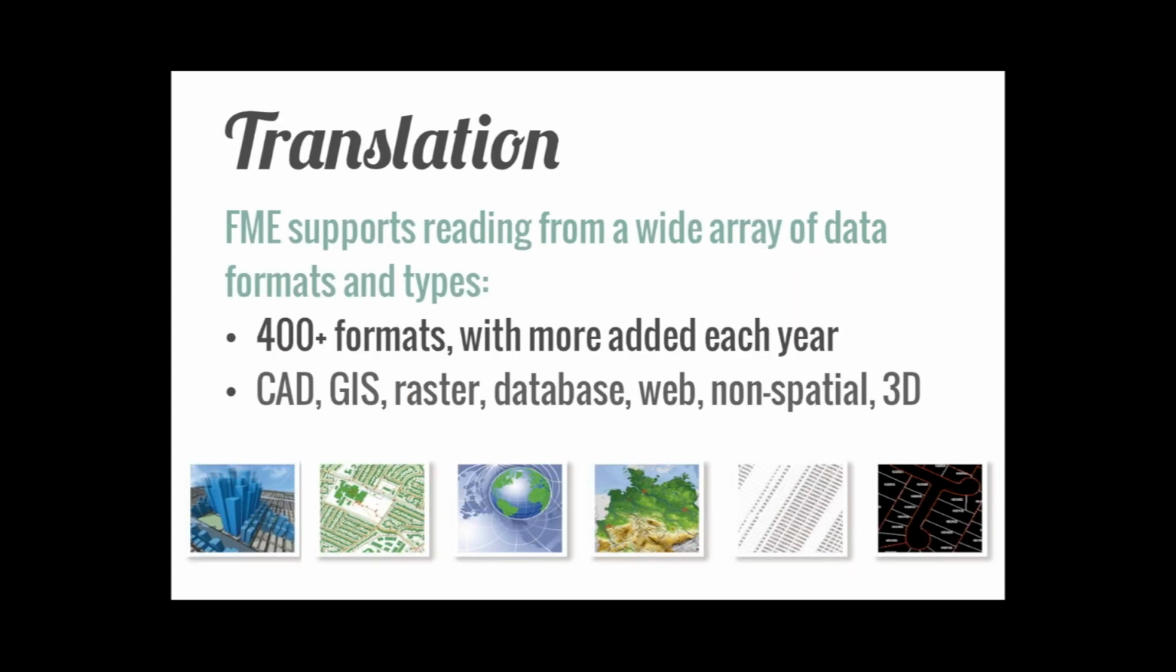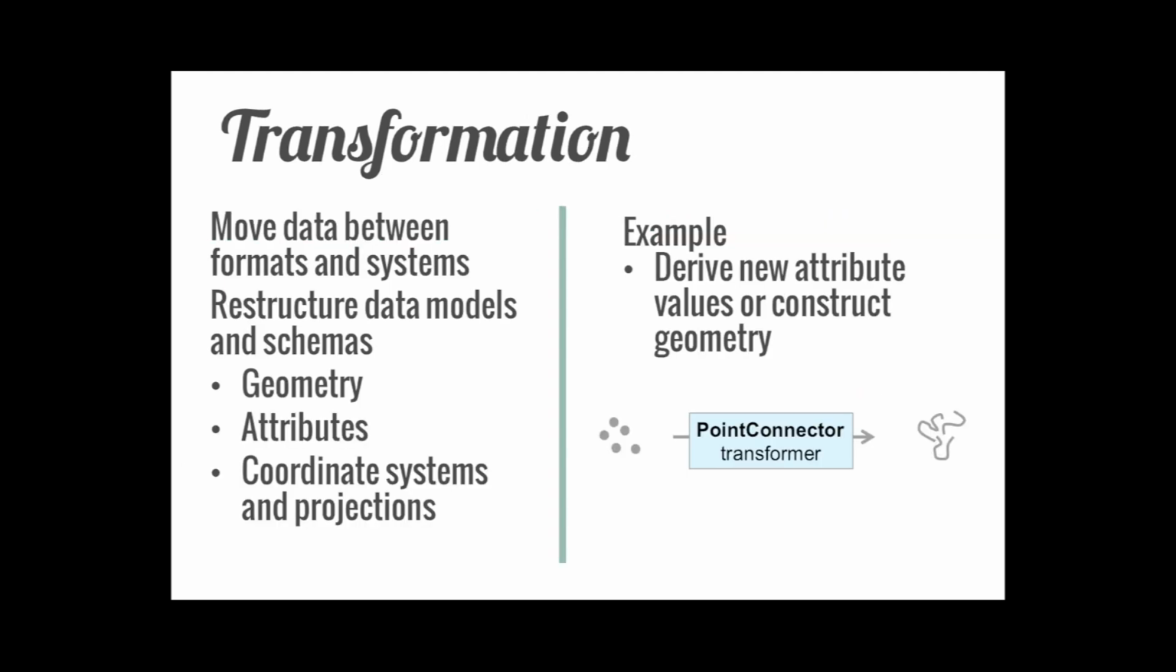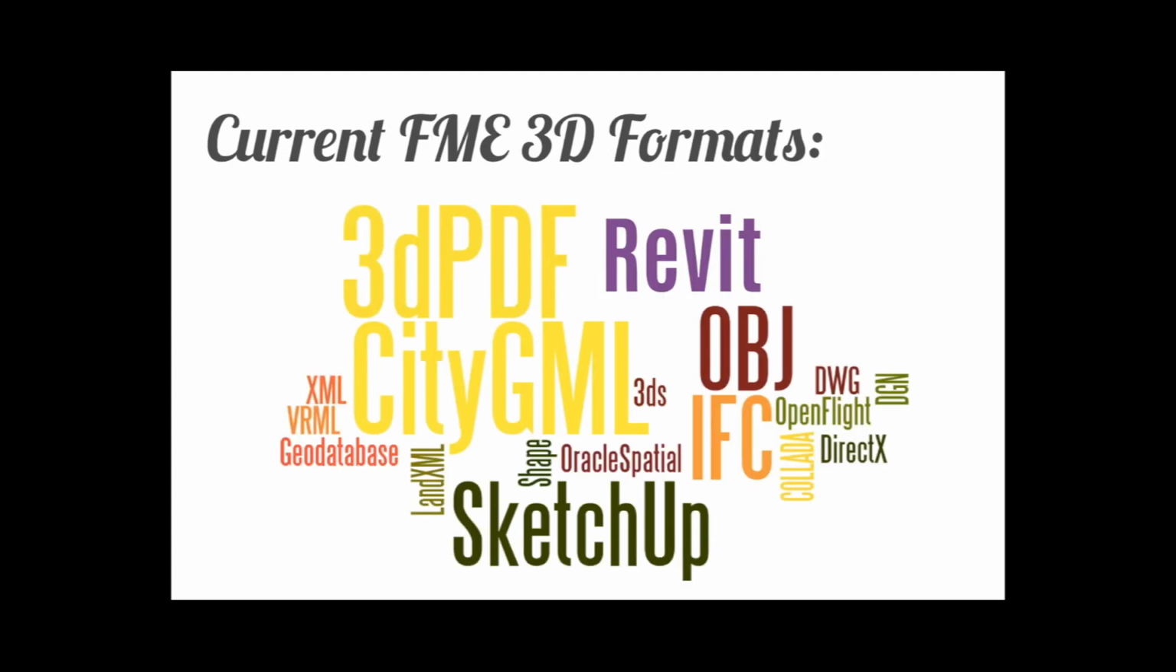So 400 plus formats. Wow, I didn't realize the number was that high. I haven't been tracking that lately. That's quite a few. And certainly when you start talking about 3D models, you do need a lot of those formats, and then data transformation. Here's a quick snapshot of some of the 3D formats that we support. We recently added Revit reading, which we'll see today, and we're working on, for example, IFC writing for 2015. So hopefully that's coming along.